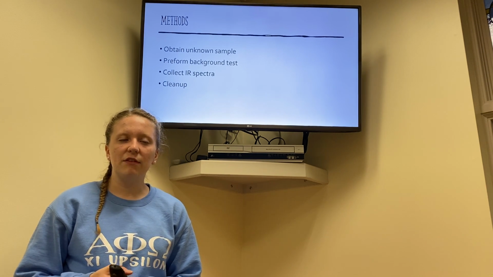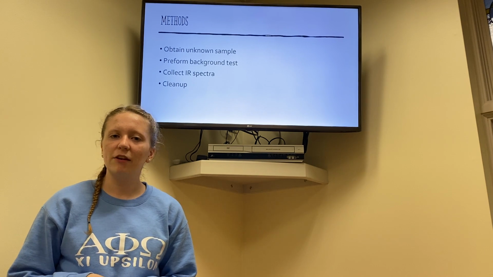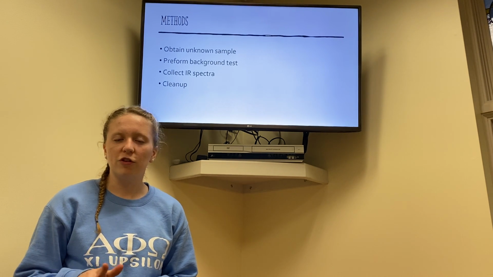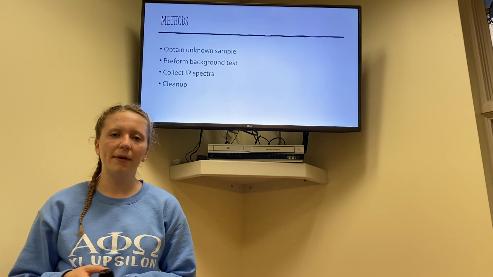Then you are ready to obtain a background sample on the machine itself. So this is just to kind of get rid of any background noise. So if there's any peaks that are showing in the spectrum, it can filter those out so they don't show up and make us think that it's part of the actual compound.